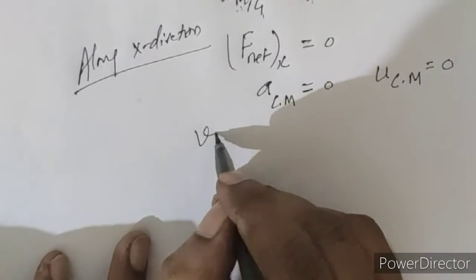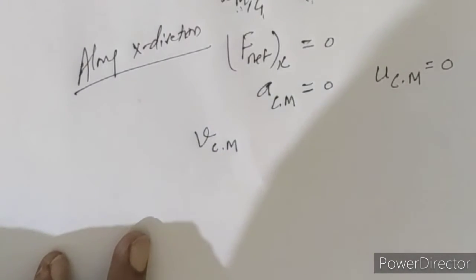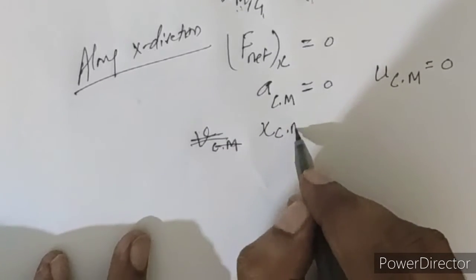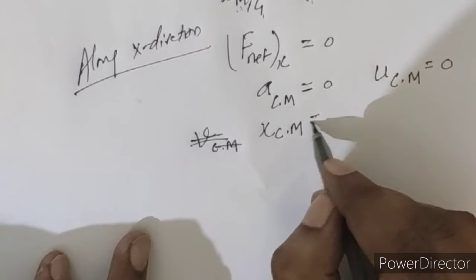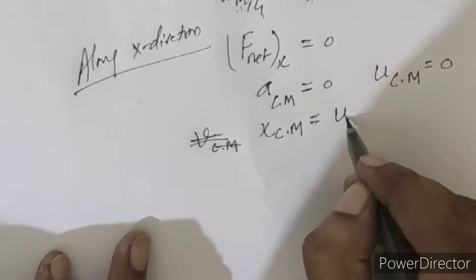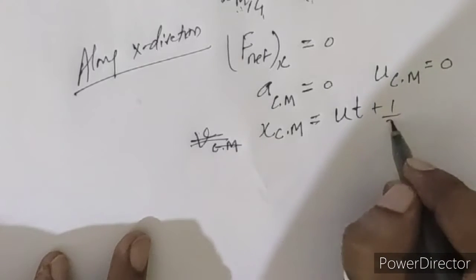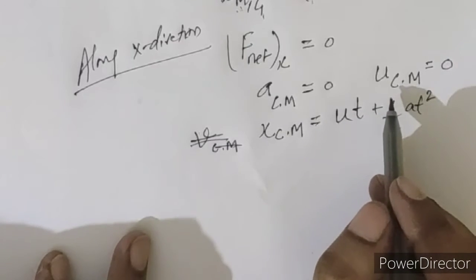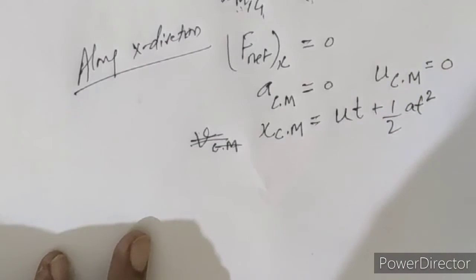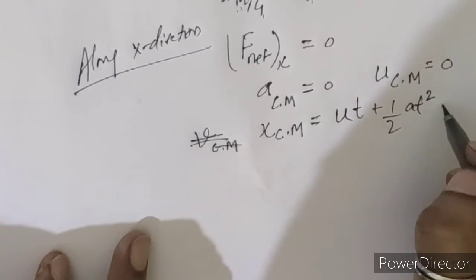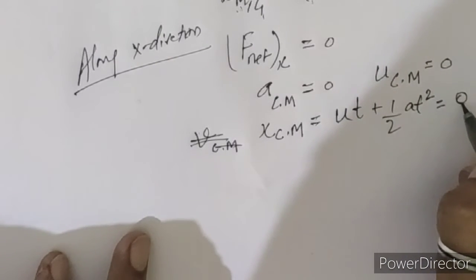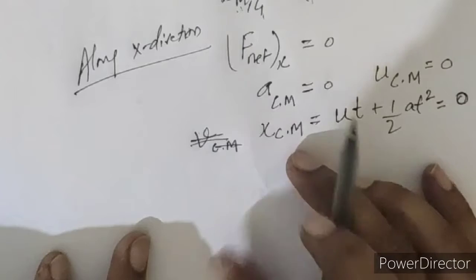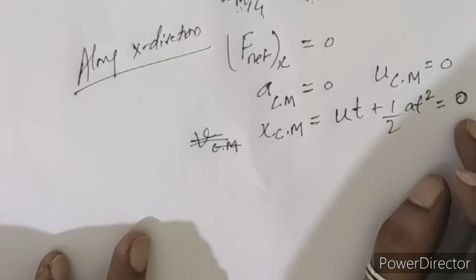Now we want to calculate the position of the center of mass with respect to ground, which is x equal to ut plus half at squared, where u and a are the initial velocity and acceleration of the center of mass with respect to ground. Since both a and u are 0, this is also 0 at any instant of time t. So the position of the center of mass will remain at 0.